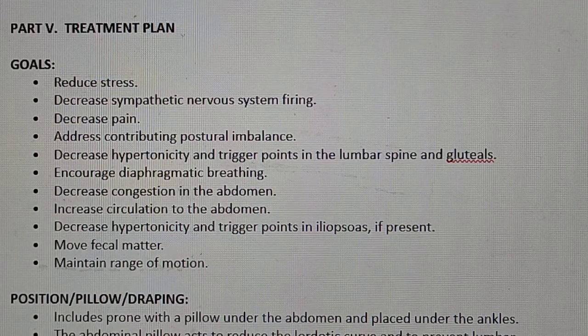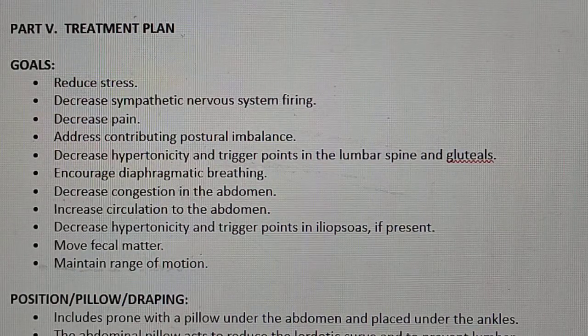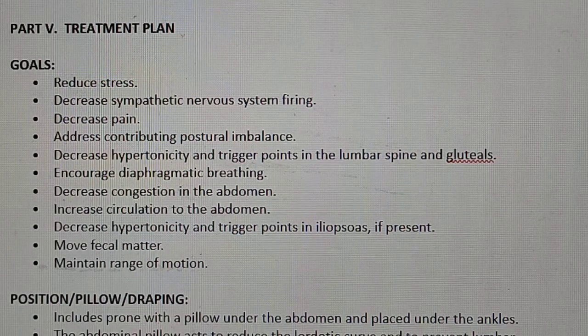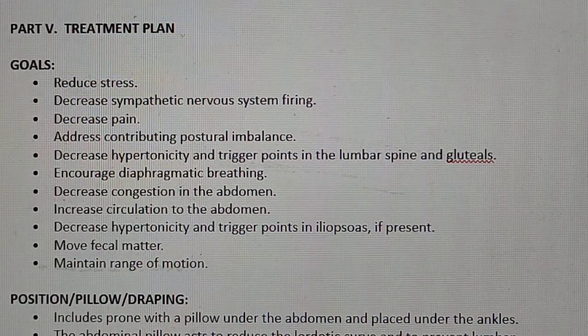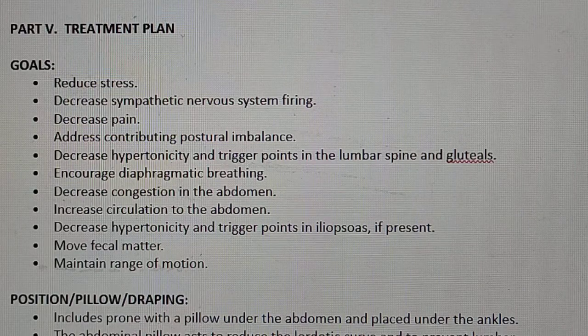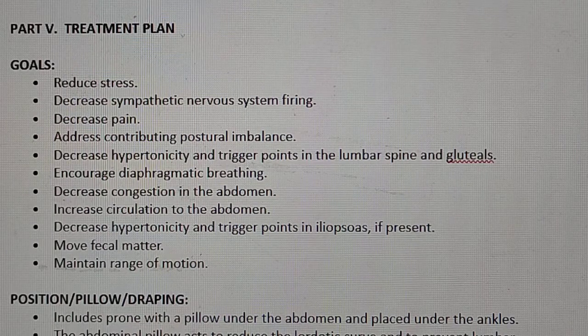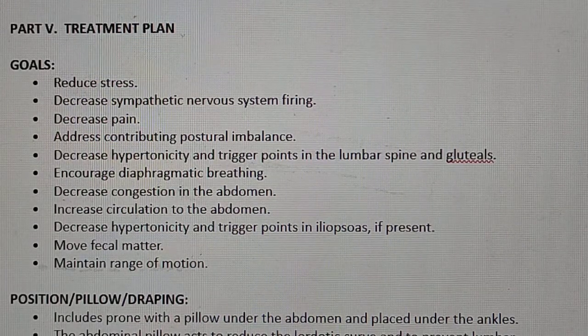Decrease hypertonicity, tightness and trigger points, a painful, tight area with referral pain areas in the lumbar spine. So lumbar spine meaning the lower back area, and gluteals, which means the buttocks muscle or buttocks area. Now encourage diaphragmatic breathing, breathing in and breathing out. You have to encourage the client to do this breathing. It's going to be helpful.